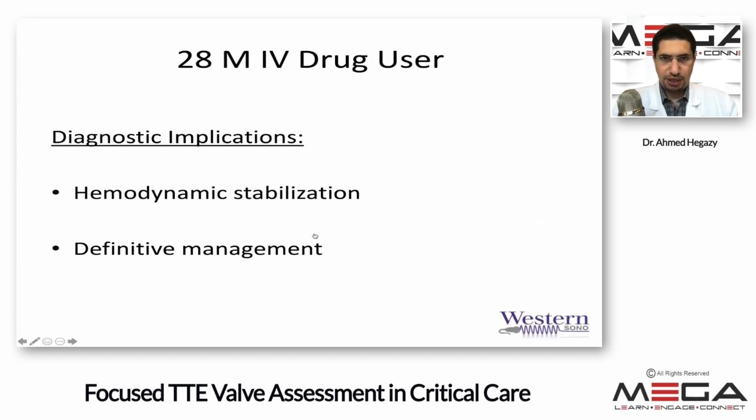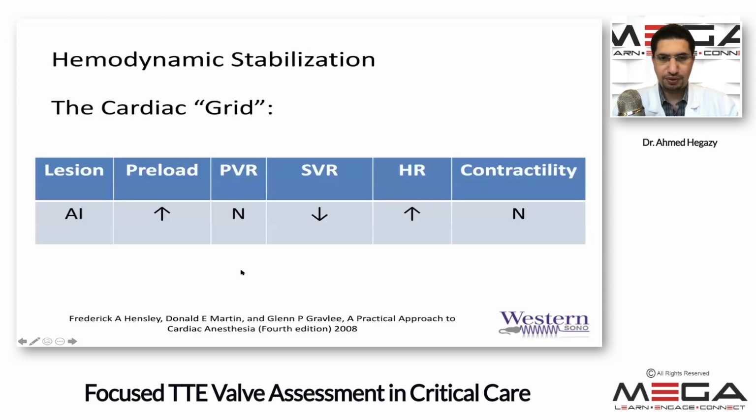And so basically we stabilized the patient. With severe aortic incompetence, you need certain hemodynamic parameters to try to stabilize your hemodynamics and improve forward flow. And there was definitive management that needed to happen as well, given this new diagnosis of infective endocarditis.